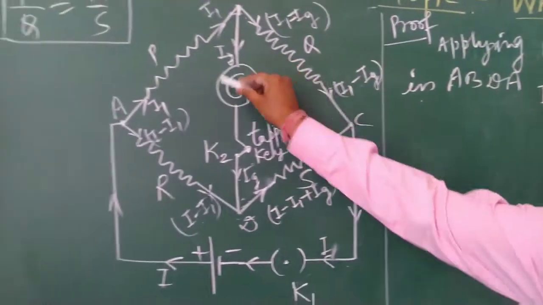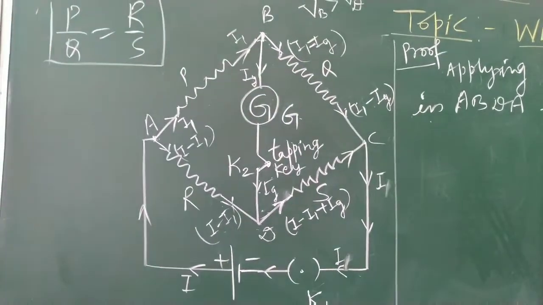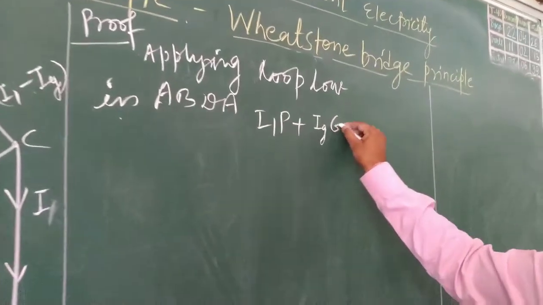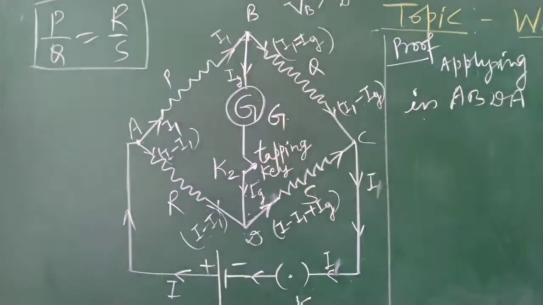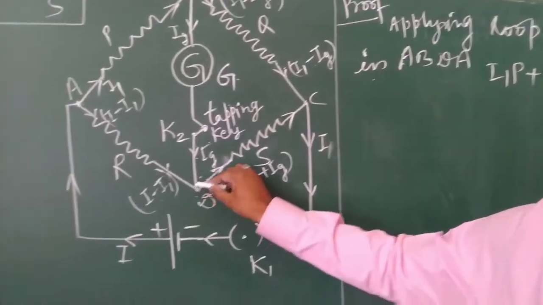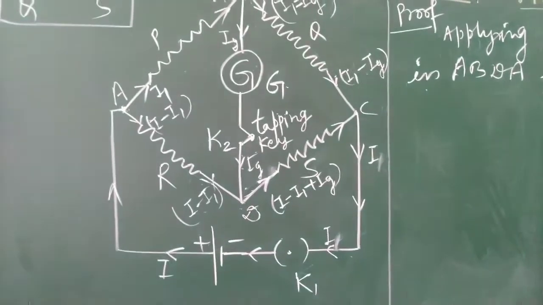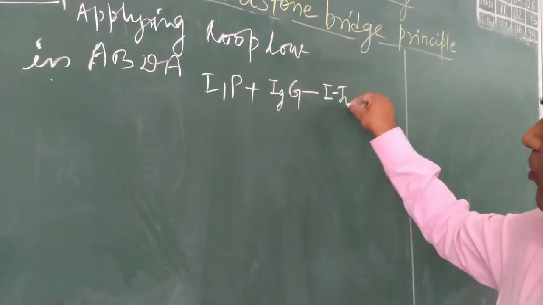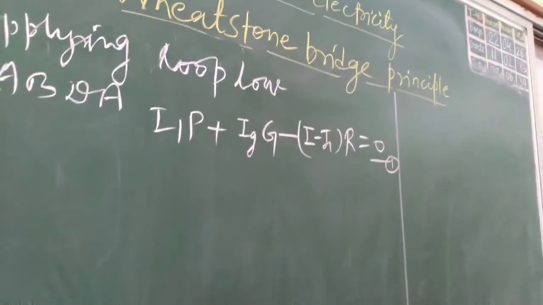Here we assume that the resistance of the galvanometer is capital G, and the current flowing through the galvanometer is Ig. That's why the potential drop across the galvanometer, Ig times capital G, is also taken as positive, because the direction of current and the direction of your motion are the same. Now at point D we move from D to A, but current moves from A to D. That's why the potential drop across R is taken as negative, which is (I minus I1) into R, equal to 0. This is equation number 1.